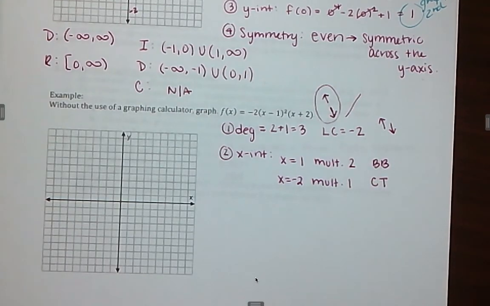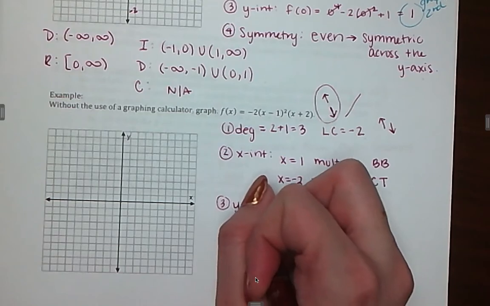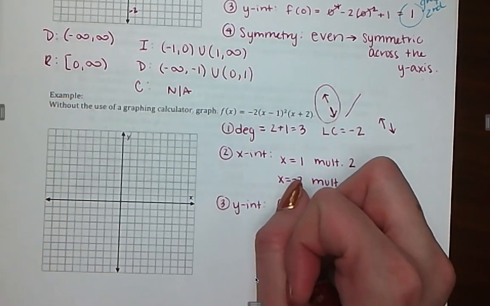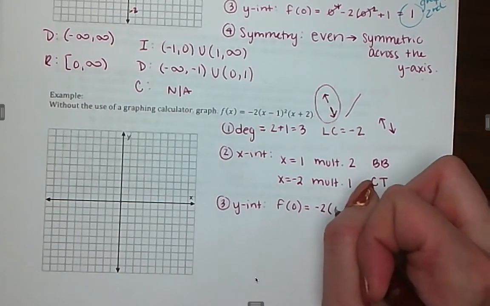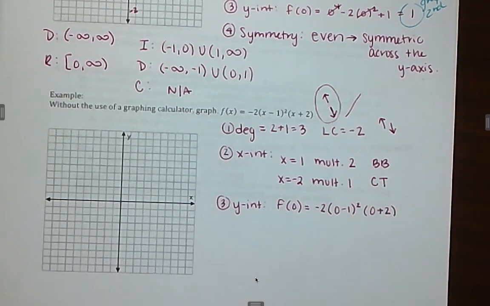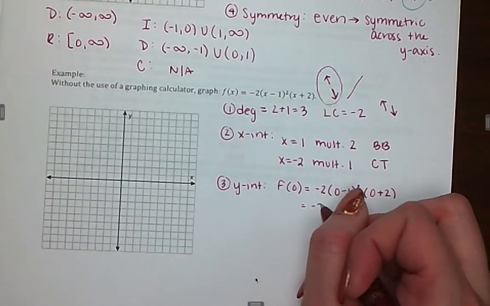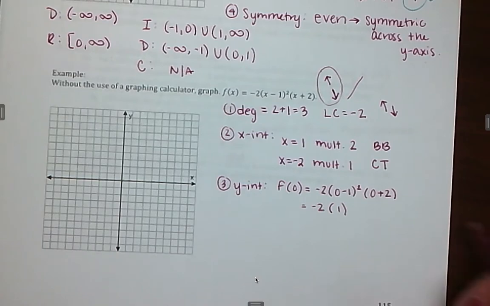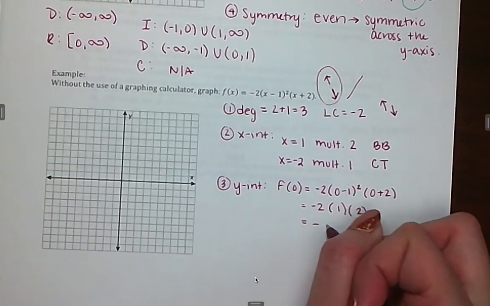It's already factored for you. That step's really easy. But you have to do a little bit more work to find the y-intercept. Remember, for the y-intercept we plug in 0. So f of 0 equals -2 times the quantity 0 minus 1 squared times 0 plus 2. What is 0 minus 1 squared? 1. And 0 plus 2? 2. -2 times 1 times 2? -4.